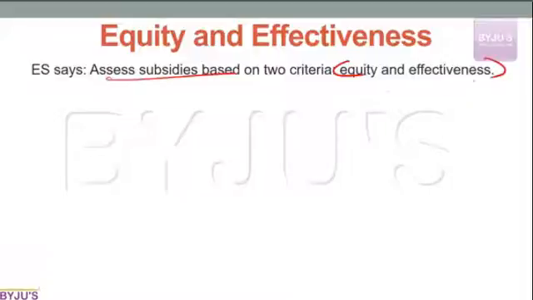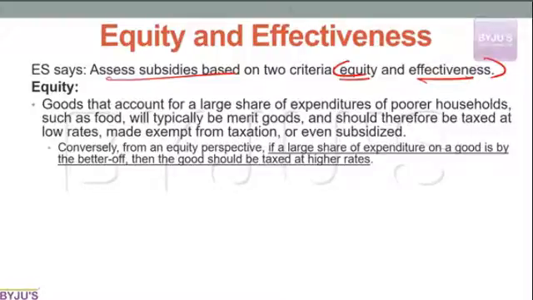Now, if you want to assess all these subsidies, there are two assessment criteria according to the Economic Survey: equity and effectiveness. Equity should be there, effectiveness should be there. Now, what is equity here? If the majority of expenditure is by poor households, for example food, then they should be taxed at a low rate, they should be made exempt from taxation, they should even be subsidized because poor people depend on these goods. So the government has to help the poor people. If a large share of expenditure on any good is by the better off, then the good should be taxed at higher rates.